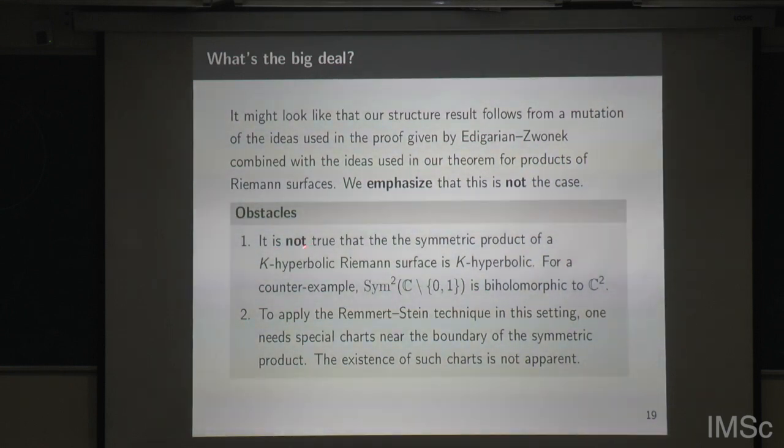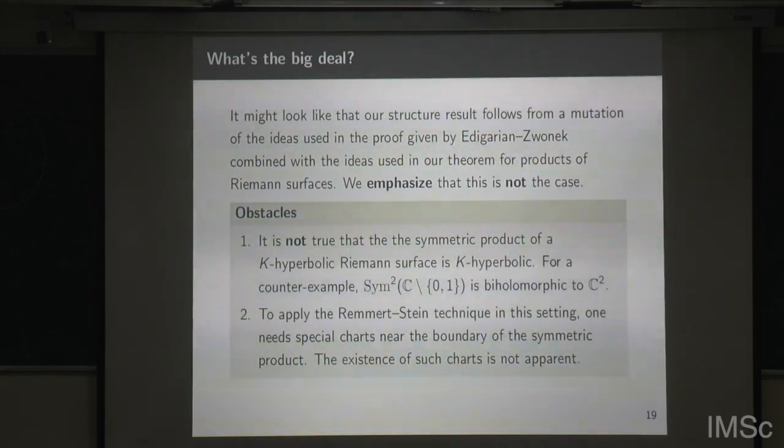The first obstacle is that it is not true that the symmetric product of a Kobayashi hyperbolic Riemann surface is Kobayashi hyperbolic. Recall that I had mentioned for the Riemann-Stein technique to work, you always need the target to be complete Kobayashi hyperbolic so that you can use a normal families argument. But if you just start with a Kobayashi hyperbolic Riemann surface, there is no guarantee that the symmetric product is Kobayashi hyperbolic. In particular, if you look at the twofold symmetric product of C minus {0, 1}, it turns out that it's biholomorphic to C2, where the Kobayashi pseudo distance is identically 0.